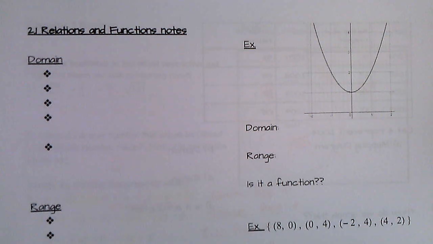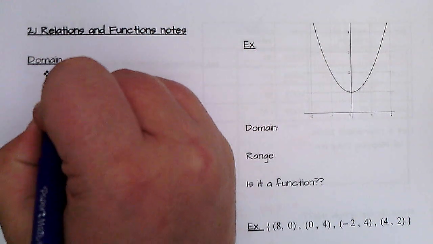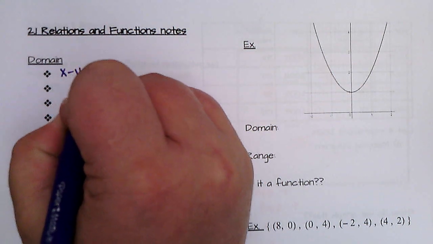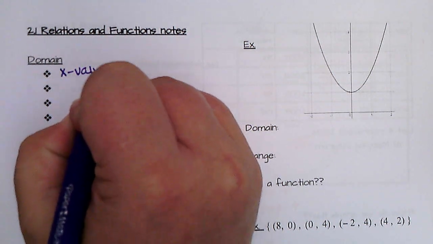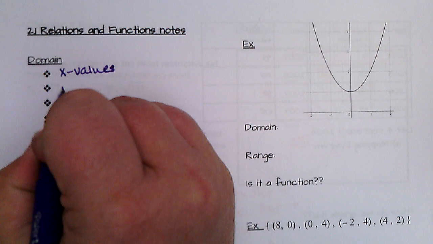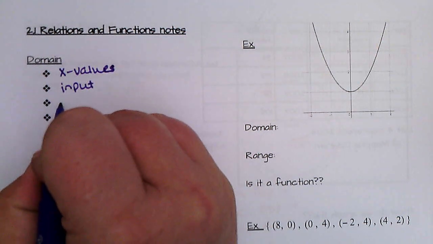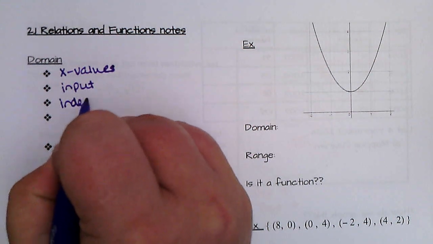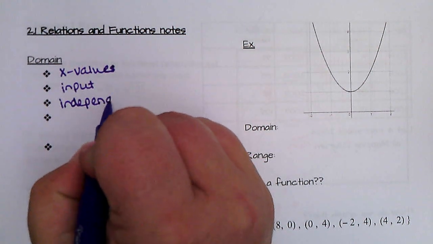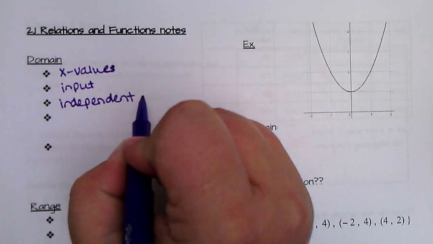So ladies and gentlemen, in this video we are going to talk about relations and functions. The first thing we need to talk about is what is a domain and what is a range. Well, the domain are the x values. They are the inputs, whatever we put into the equation. They are independent, meaning we can select any number we want and put it in there.